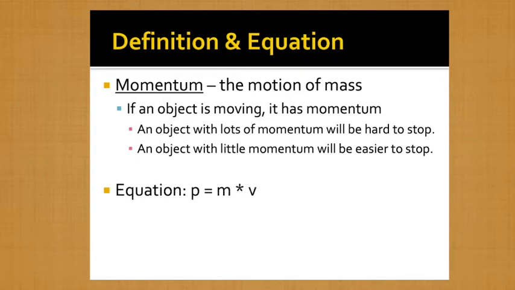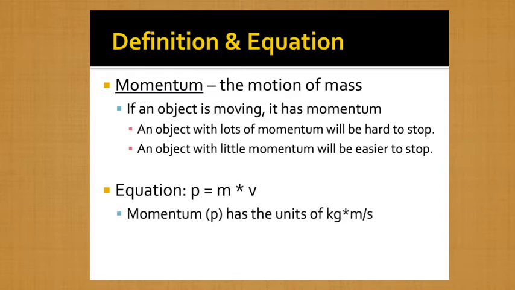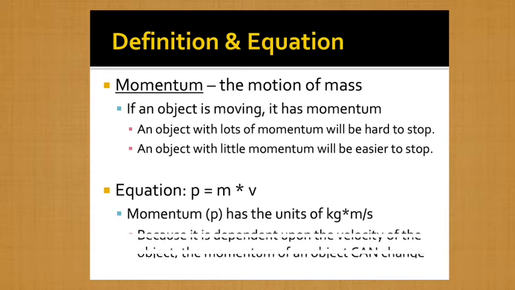We use this equation to find momentum. P equals m times v, where P is the symbol for momentum and its units are kilograms times meters per second. Mass will still be represented by kilograms, and velocity is still measured in meters per second.